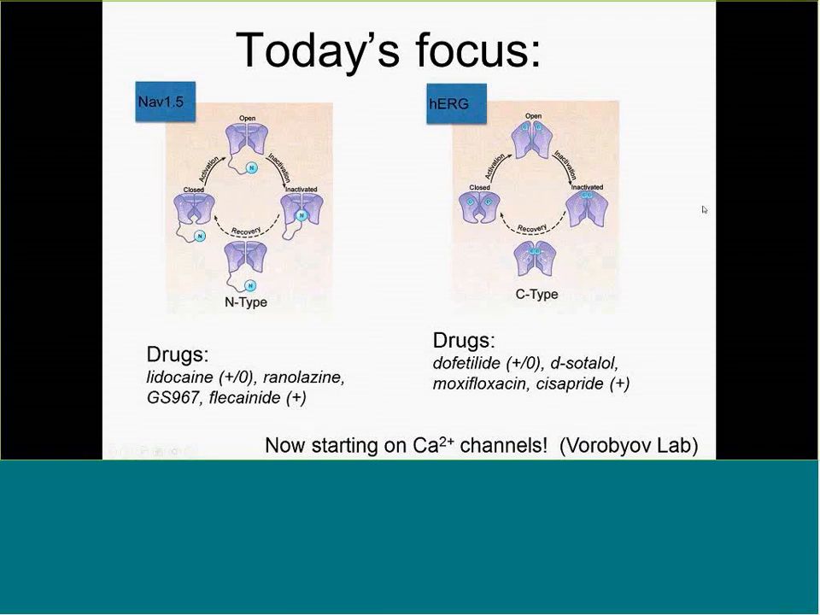Today I'm just going to focus on two of the targets that we've been interested in. One is the cardiac sodium channel, NaV1.5, and the other is the hERG potassium channel. One of the critical reasons that we're interested in doing this is that the lack of ability to predict how a drug will alter electrical activity in the whole heart is a primary reason why drugs are removed from the market following FDA approval, and it's also a major hindrance to drug discovery at the pharma level.